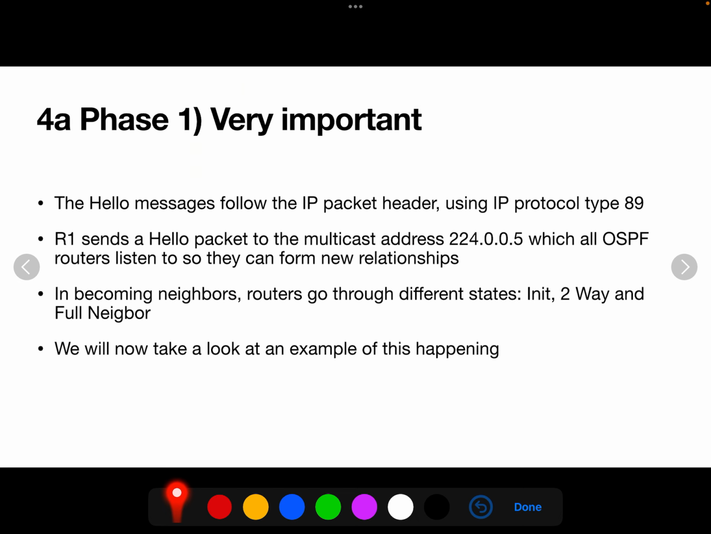So going back to the slide, in becoming neighbors, routers go through different states. There's the Init state, then there's a two-way state and a full neighbor state. We'll now take a look at an example of this happening in this video.